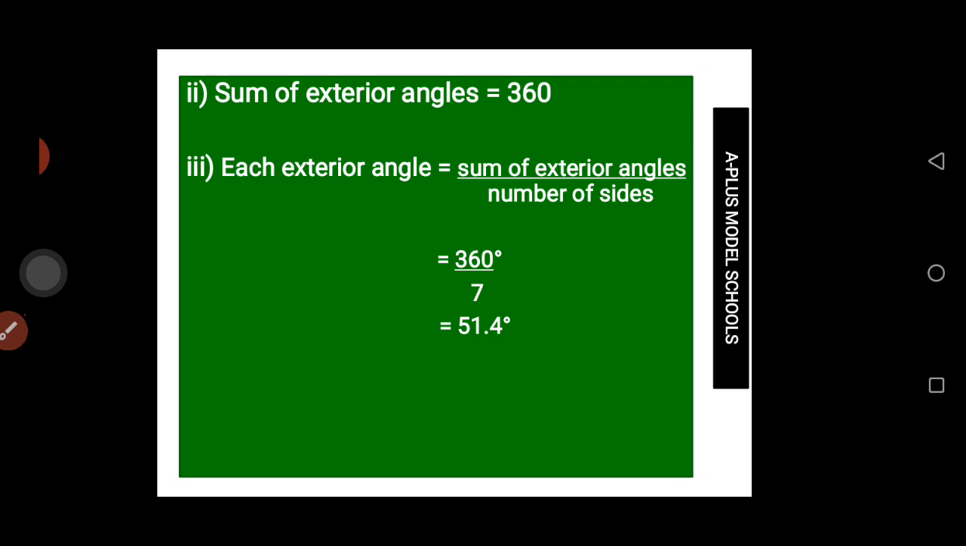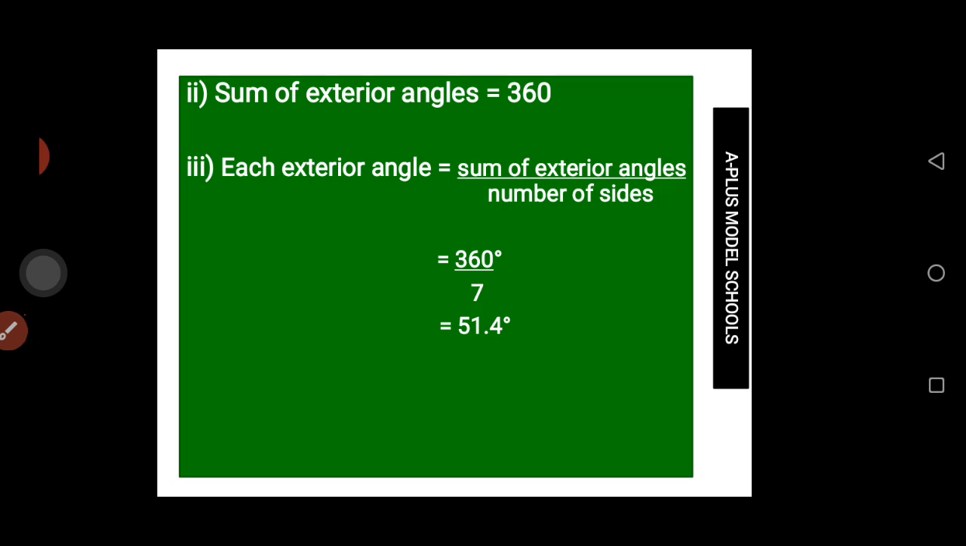Now let's go to the second one, which is the sum of exterior angles. I have told us that the sum of exterior angles of any polygon is 360 degrees. So the sum of exterior angles of a heptagon will also be 360 degrees. Even if the polygon is a quadrilateral or a triangle, the sum of the exterior angles will still be 360 degrees.